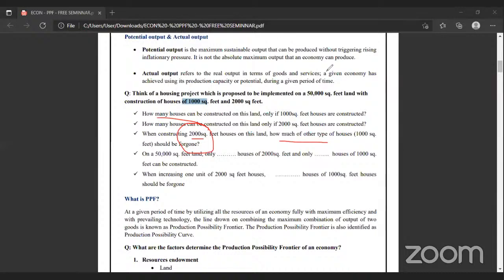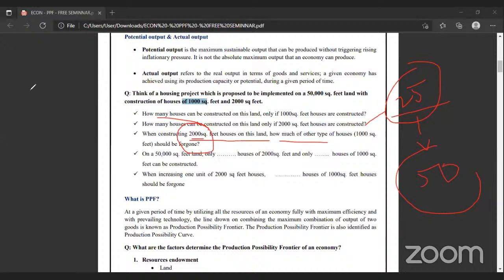Hey, how many? When constructing 2,000 square feet houses, how many can we build? 25. When we are constructing 25 houses, which are 2,000 square feet houses, how many 1,000 square feet houses are sacrificed? Is it 25? Guys, 50. How can you say 25? 50 of the 1,000 square feet houses are sacrificed.